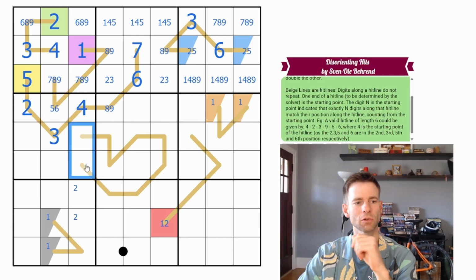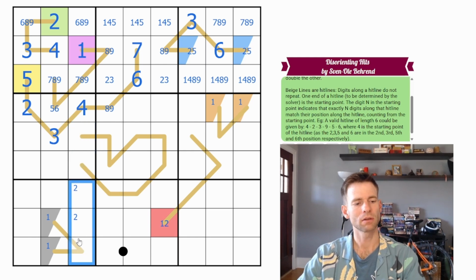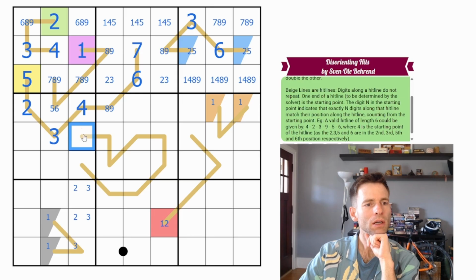Okay, let's see if we can find some more fruit here. Fruit to harvest. Some more yield. 2 and 3. So 2 and 3 are down there. Let's just do that, whatever. What the heck can these be? Not 1, 2, 3, 4.